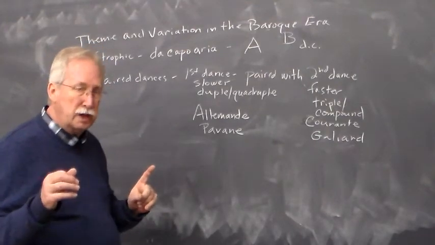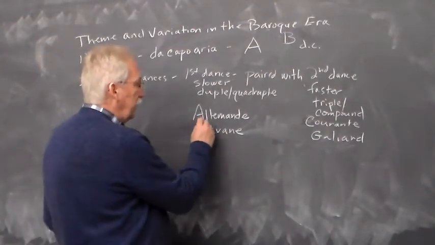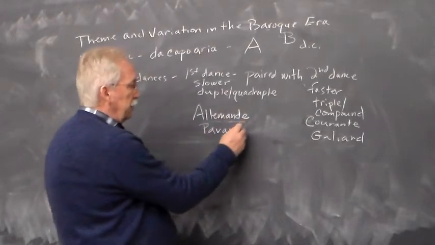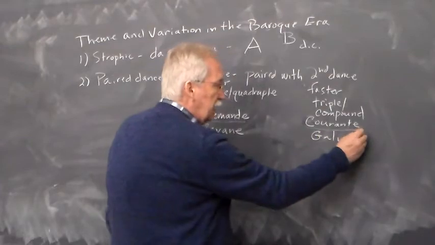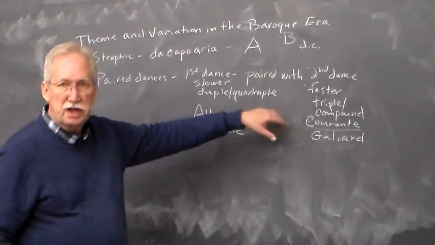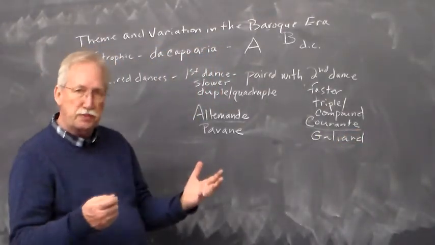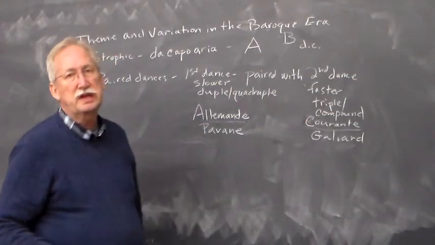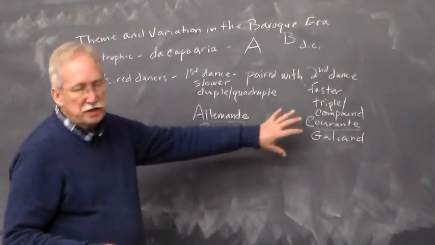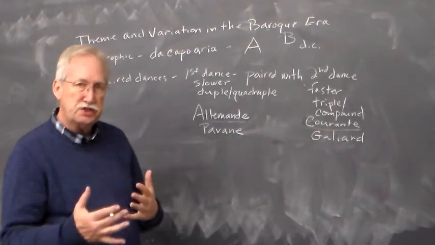very often composers would take the same theme that you hear in the first dance, and they would use that same theme and just change the meter, change the tempo, dress it up a little bit, and that would be what would happen in the second dance. So that is another example of variation technique.